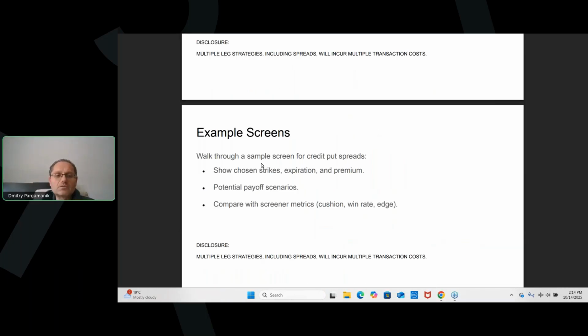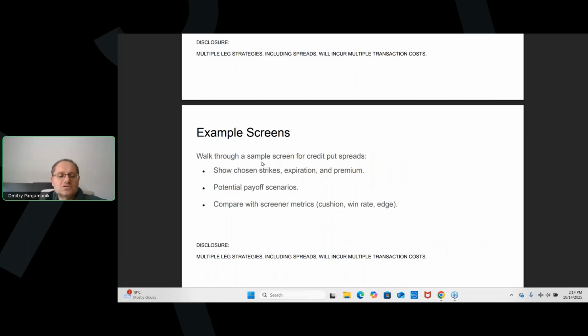And what we're going to do now is look at example screens. So we're going to walk through some sample screens for credit put spreads. We'll show choosing strikes, expirations, payoff diagrams. So we'll just go over some different ways to look at credit put spreads and do some example screens, and then we'll take questions afterwards.